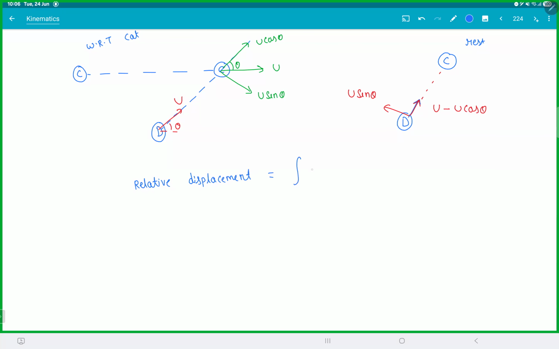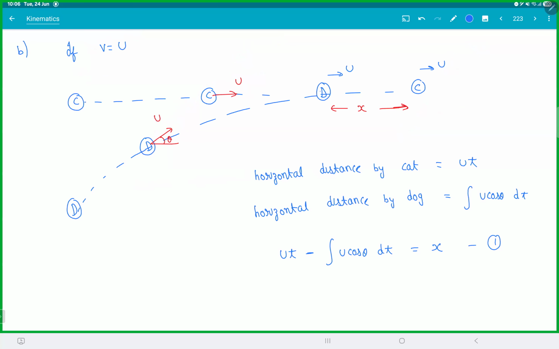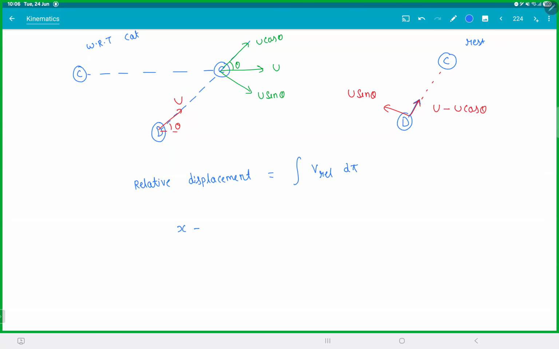The relative displacement is v relative into dt. So story is the same. Now you tell me, what is the final distance between them? X. What is the initial distance between them? L. What is v relative between them? Minus of u minus u cos theta. Why minus? Because the velocity is decreasing the distance. This will be L minus x is equal to integral u minus u cos theta dt. If you had forgotten the minus sign, the previous problem would have still worked, but now you'll have an issue. This is your second equation.